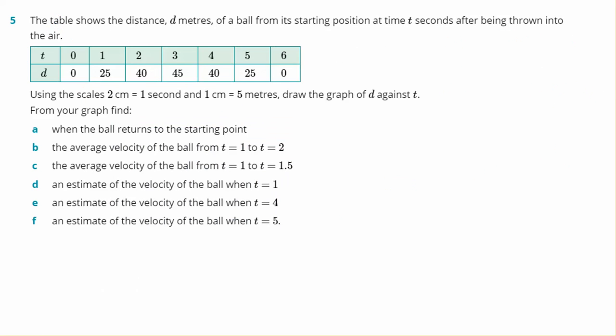Okay. For question 5, we're given a table of what's happening to a ball when it's being thrown, the height, the distance from the ground. So you're going to have to draw a graph in your book. You end up getting a parabola basically, because when you throw something, it goes up in the air, then stops, then goes back down again. Use the scale they've given you. When does the ball return to the starting point? Well, it started at 0, and after 6 seconds it goes back to 0. So it takes 6 seconds.